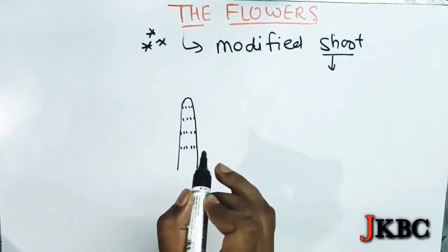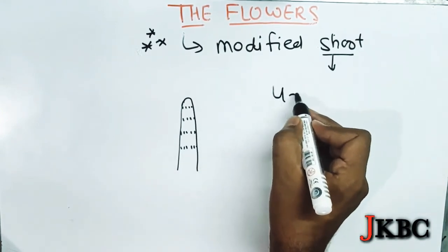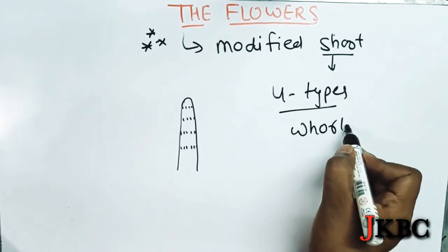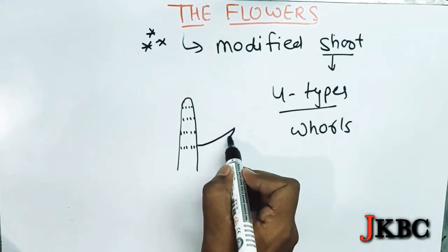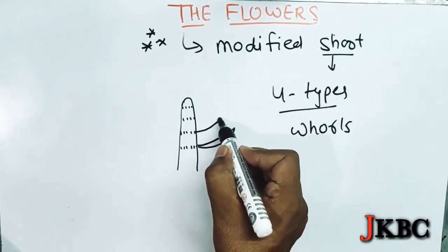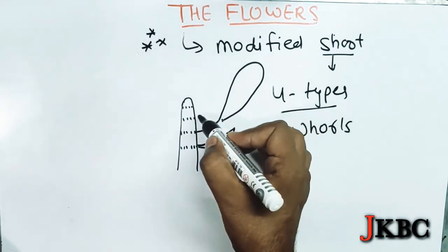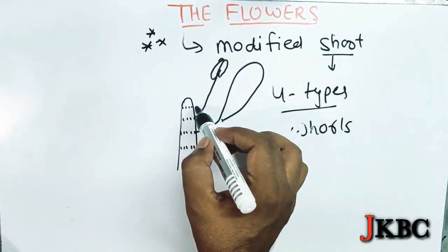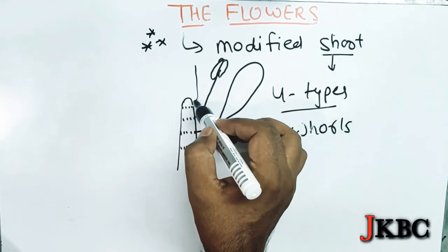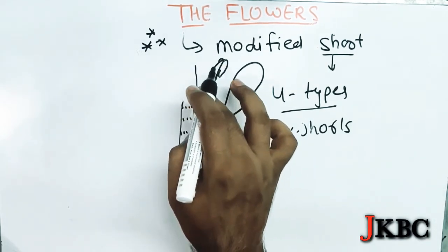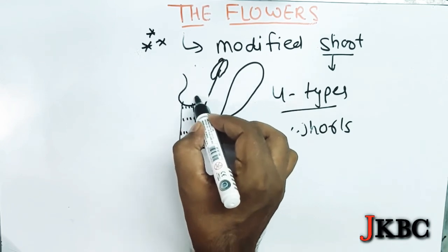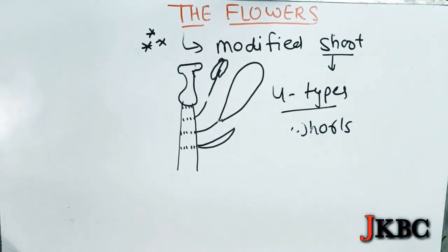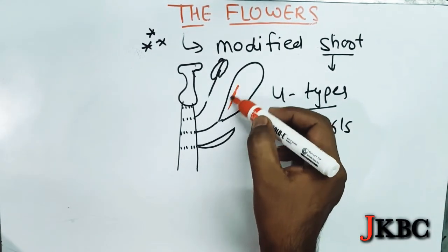That's why, in the outermost whorl, as we detail here, there are four types of whorls. The first is the calyx, the second is the corolla, the third is the androecium, and the last one is the gynoecium. Basically, four types of whorls are present in a flower that together make a complete flower.